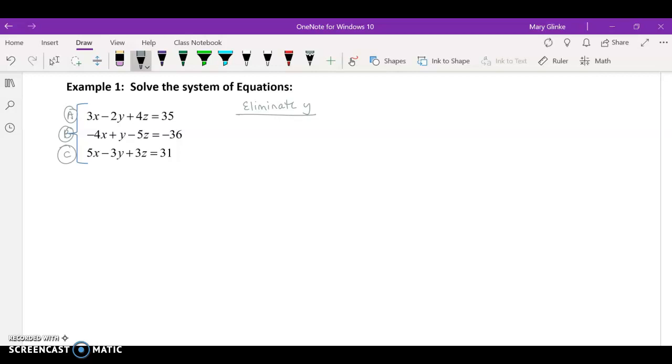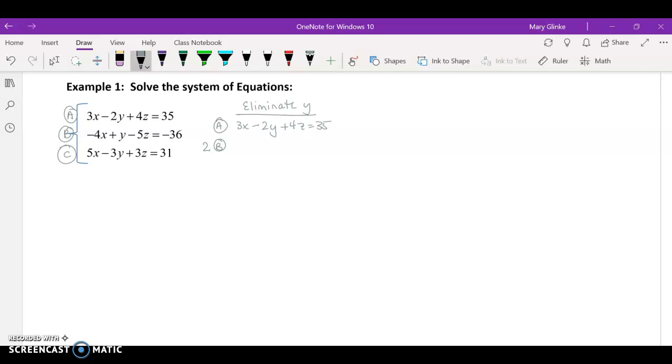So I'm going to pick equation A and equation B to do this. For equation A, I don't have to multiply by anything, so it's 3x minus 2y plus 4z equals 35. For equation B, in order to eliminate y, I have to take B and multiply it by 2.